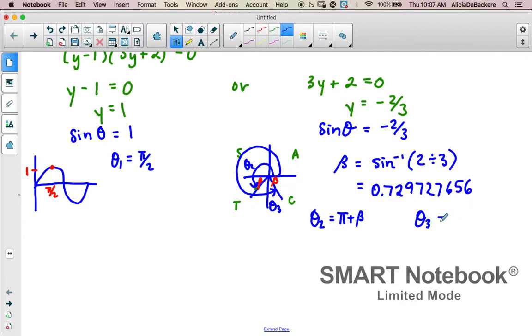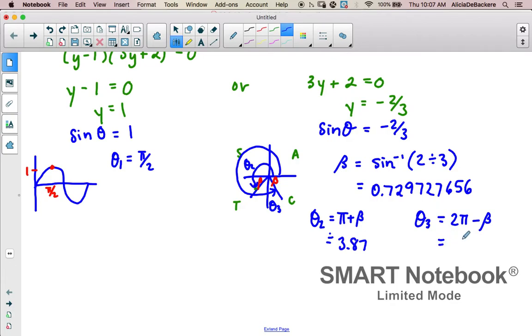And then for theta 3, it's all the way around the circle, but it's missing a beta wedge. So all the way around the circle, that's 2 pi, and then subtracting that beta wedge. And then I'm just going to type that into my calculator using my pi button and then adding the beta decimal. I get about 3.87. And that makes sense to me when I look at the picture that it should be a little bit bigger than pi, which is 3.14.